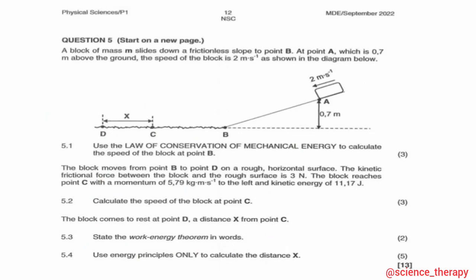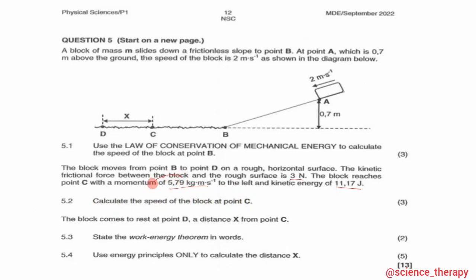Now the statement below that says the block moved from point B to point D on a rough horizontal surface. The kinetic frictional force between the block and the rough surface is 3 Newton. The block reaches point C with a momentum of 5.79 kilogram meters per second to the left and kinetic energy of 11.17 joules. Now 5.2 for 3 marks says calculate the speed of the block at point C.